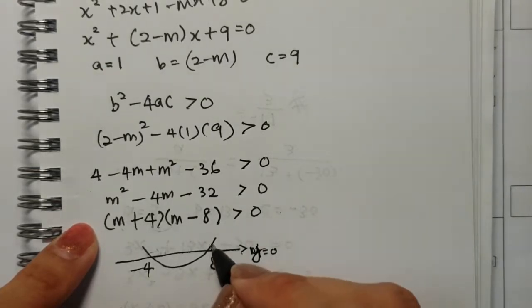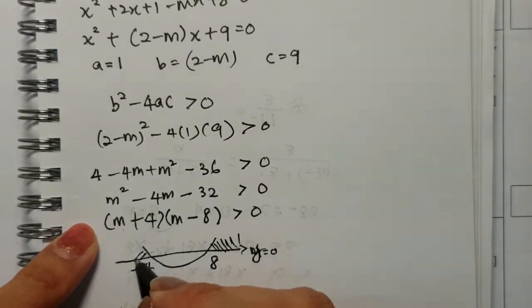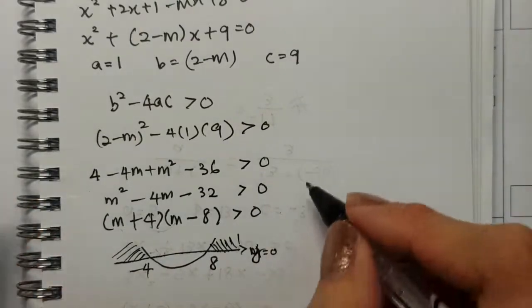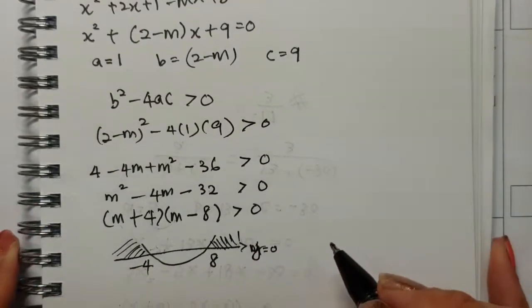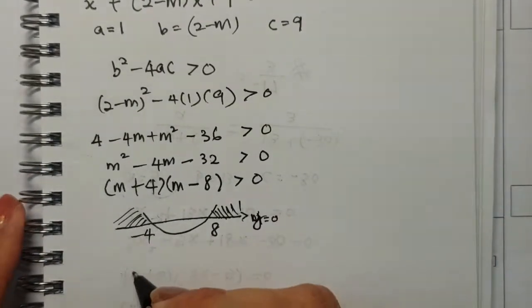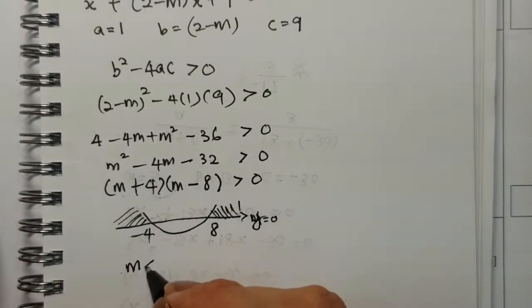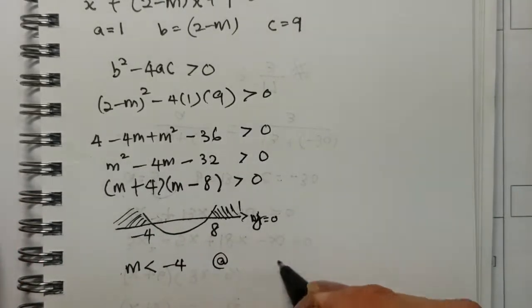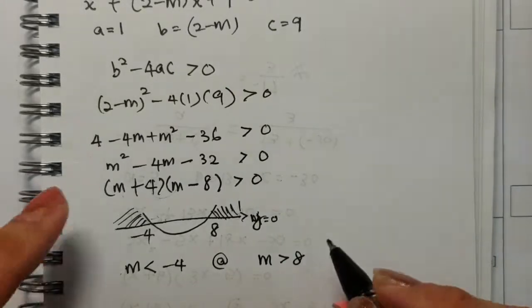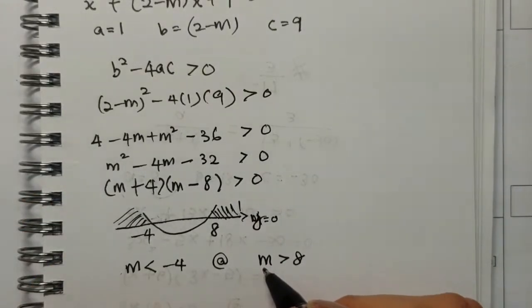These are your m. So in order for us to get the positive, it will be whatever above the y equals 0. So the answer will be 2 parts. So m going that way less than negative 4, or m greater than 8. The variable is m, so your answer must be in m. Don't give x, even though you are so used to x.